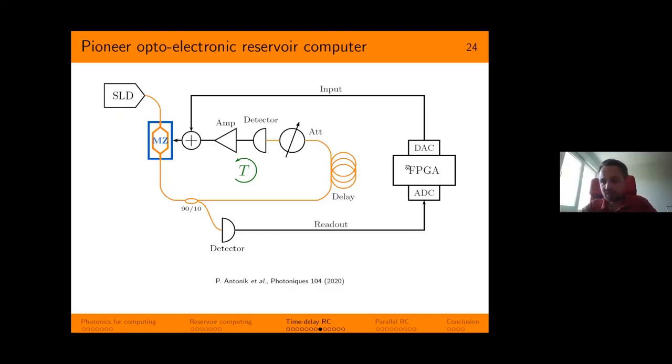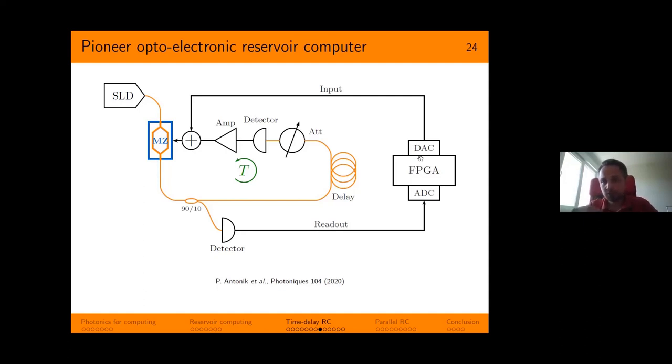This is done on an FPGA, which is illustrated here, because a computer cannot work in real time with this photonic loop. So we have here at the readout a 90-10 splitter. This means that 90% of the signal remains in the loop. We extract 10% to a photodetector that converts the information into an electrical signal and sends it to the FPGA. This is how we capture the states of the reservoir, the X of t.